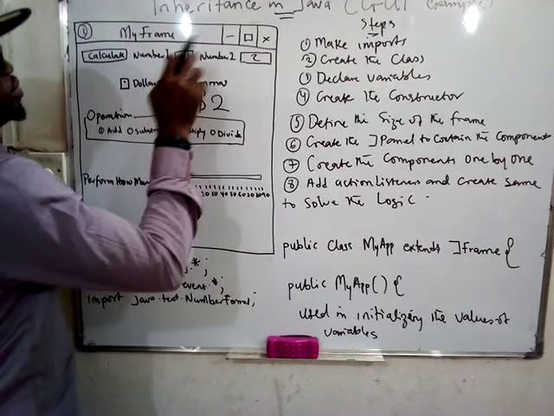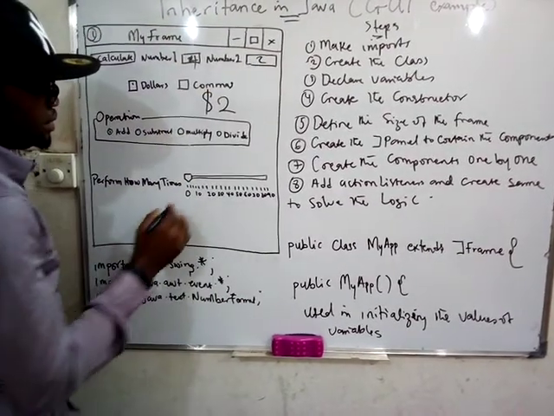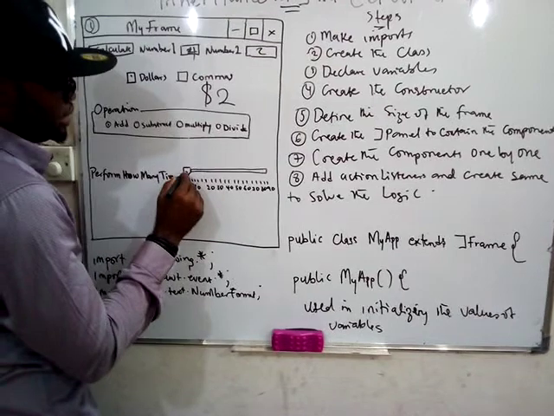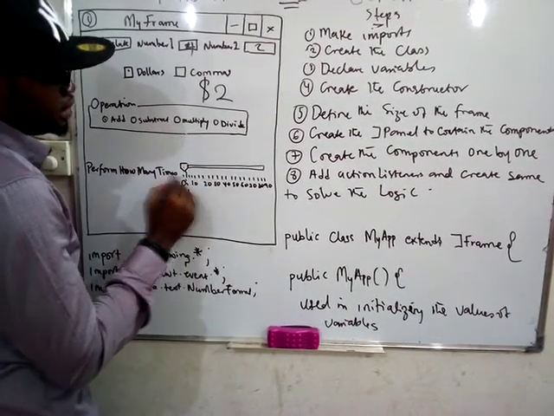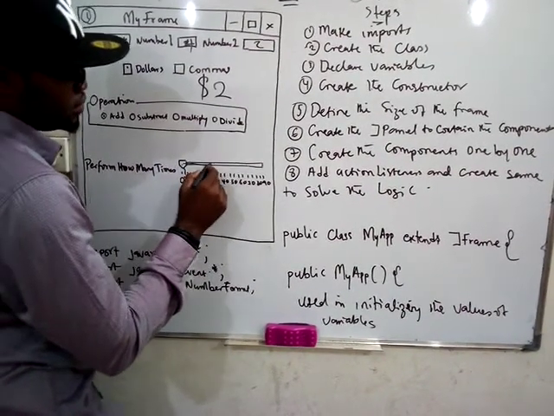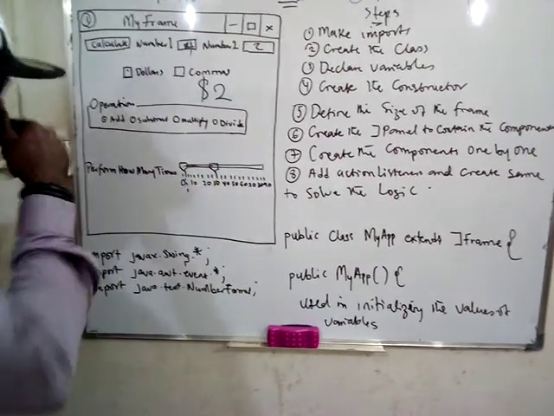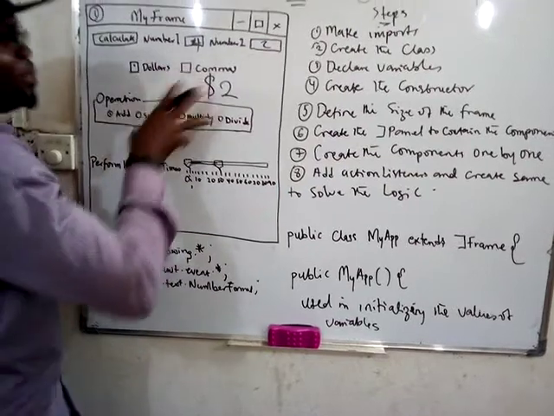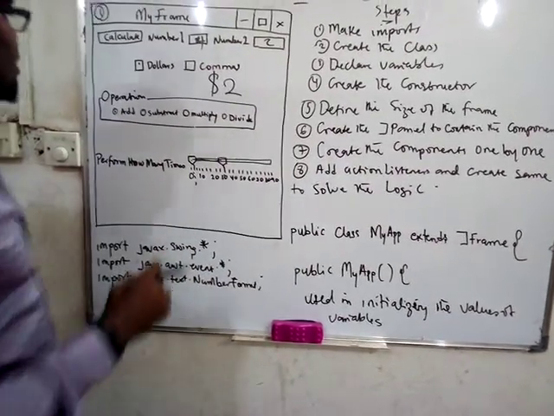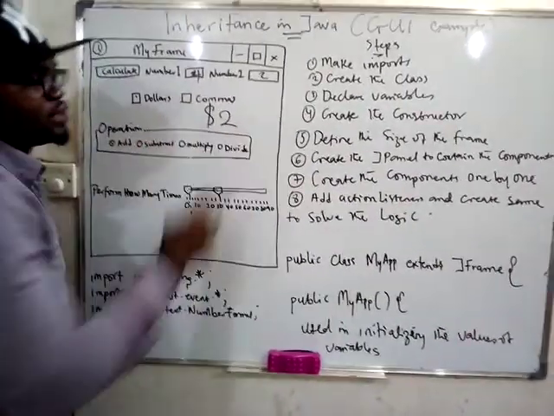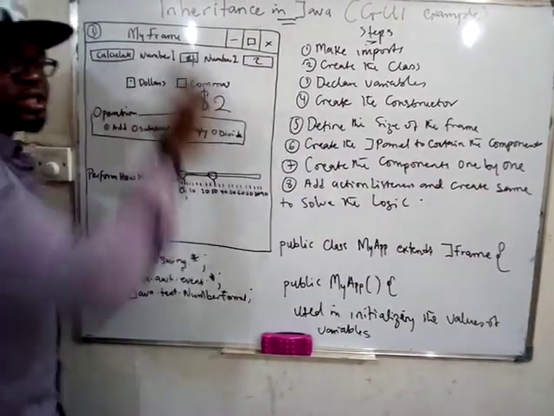If you want to do 4 divided by 2 once, you can put the slider on 1. If you want it to be done 30 times, you can scroll this slider to this point so that it can be done 30 times. So this is a GUI application that does simple addition, subtraction, or multiplication. So how can you code this application?